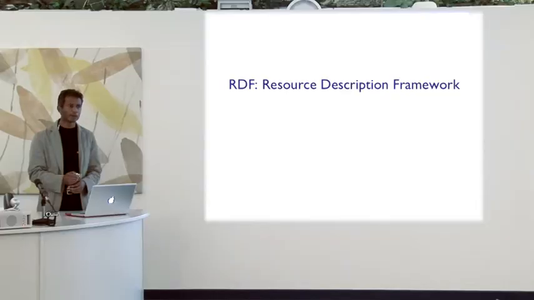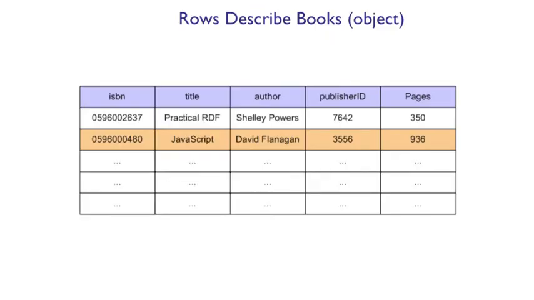Let me next talk about the simplest form of representation of semantics on the web, which is RDF, the Resource Description Framework. And I'll explain this with a simple example. Here we have a spreadsheet which describes books. I take the second row. This is a specific book. So each row describes one book.